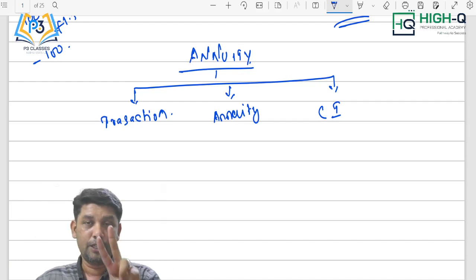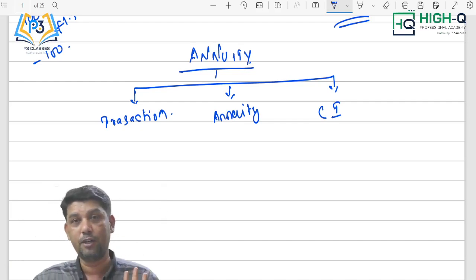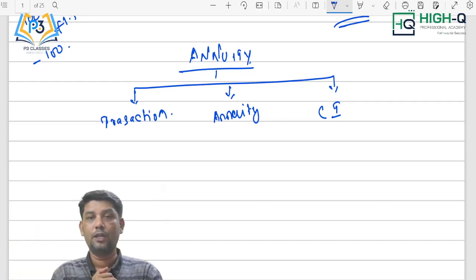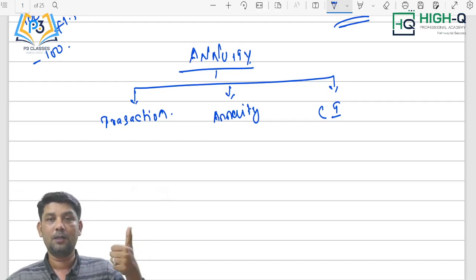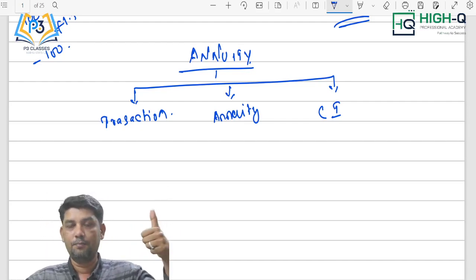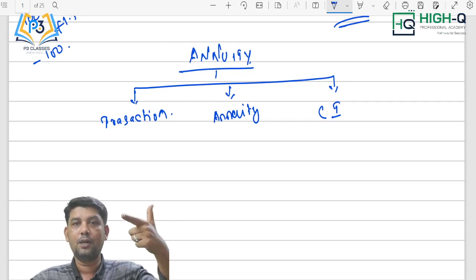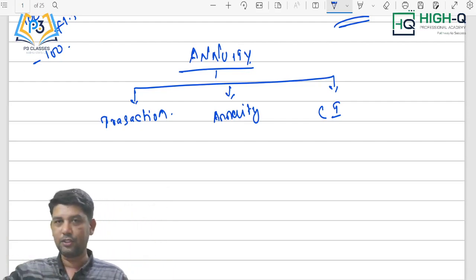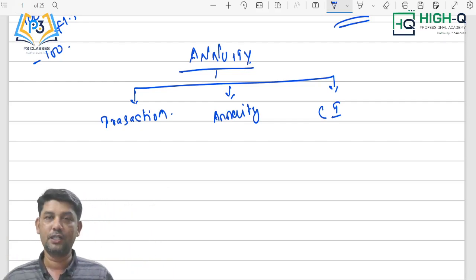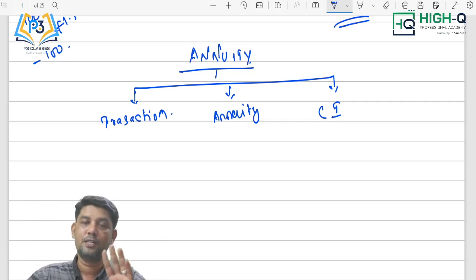So according to me, and that is more helpful in this annuity topic, there are only 2 transactions. One is investment, and the other one is borrowing. Of course, by reading the question, you will come to know whether it is based on investment or on borrowing.